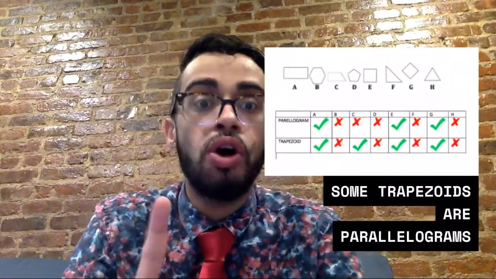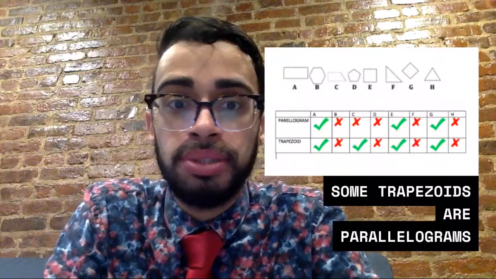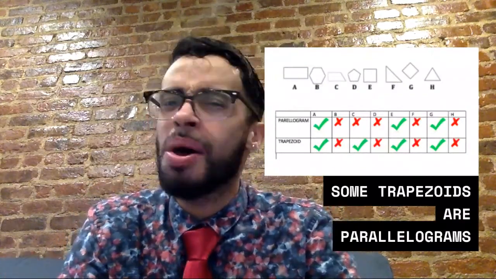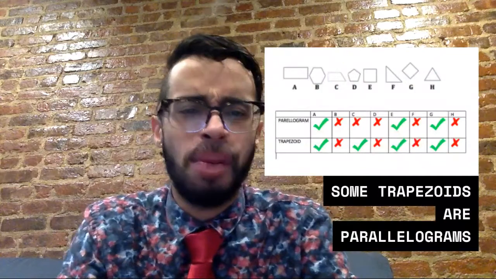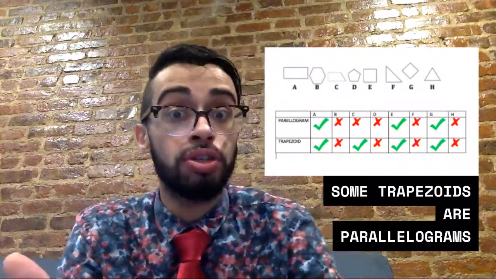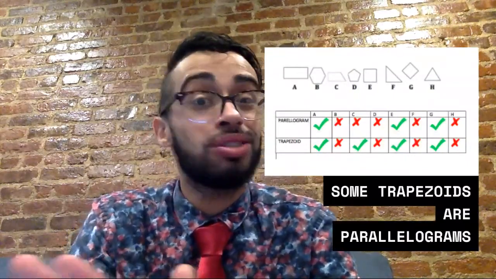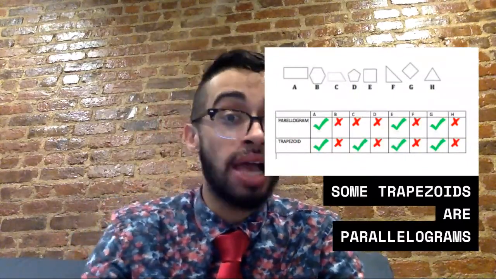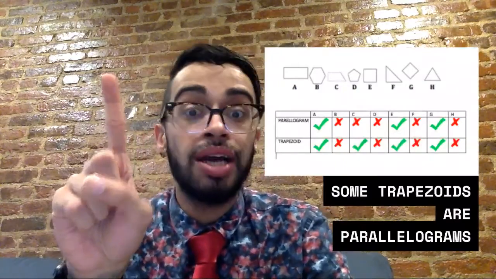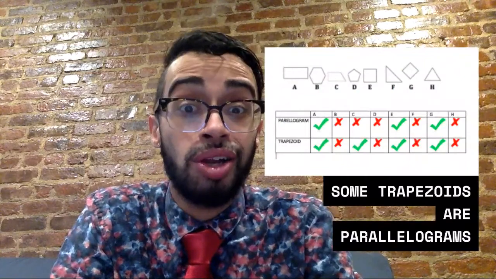However, some trapezoids are not parallelograms. If you look at shape C, we called it a trapezoid, but it was not a parallelogram. But A, E, and G, we consider those trapezoids, but they were also parallelograms. So that's important to note. When a trapezoid has one pair of parallel sides, it's a trapezoid, but it is not a parallelogram.